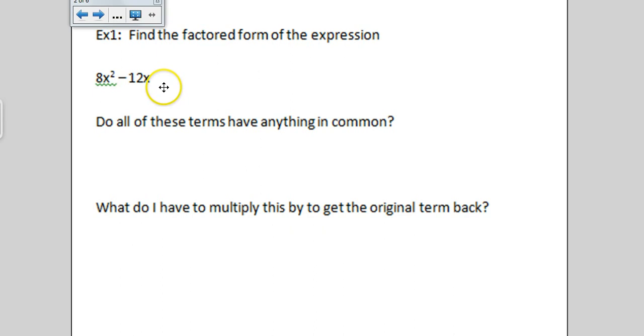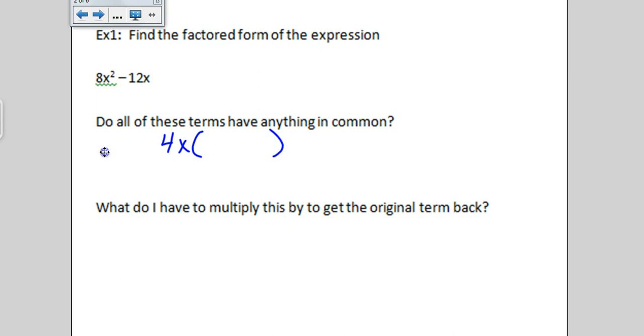So the first thing I look at is 8x squared minus 12x. And the question says, do these have any terms that are in common? And it does. For instance, the 8 and the 12 can both be divided by 4. And then x squared and x mean that they both have an x in common. So the question we have is, if I pull out or factor out a 4x, what would be left? And the way it's worded here is, what do I have to multiply by 4x to get back to this original problem, 8x squared minus 12x?